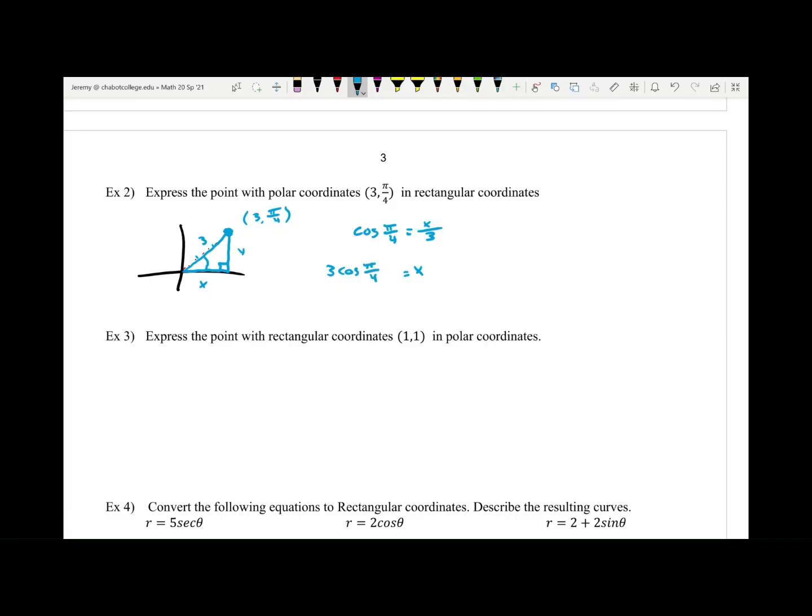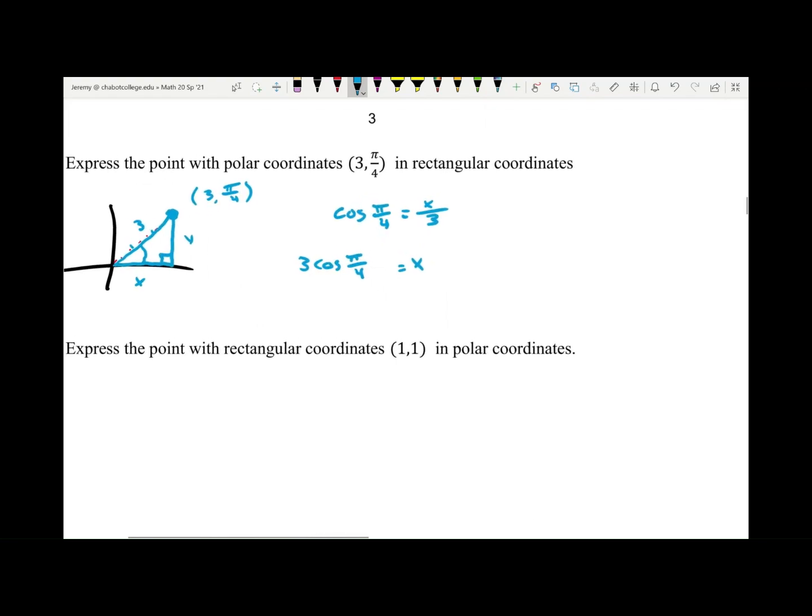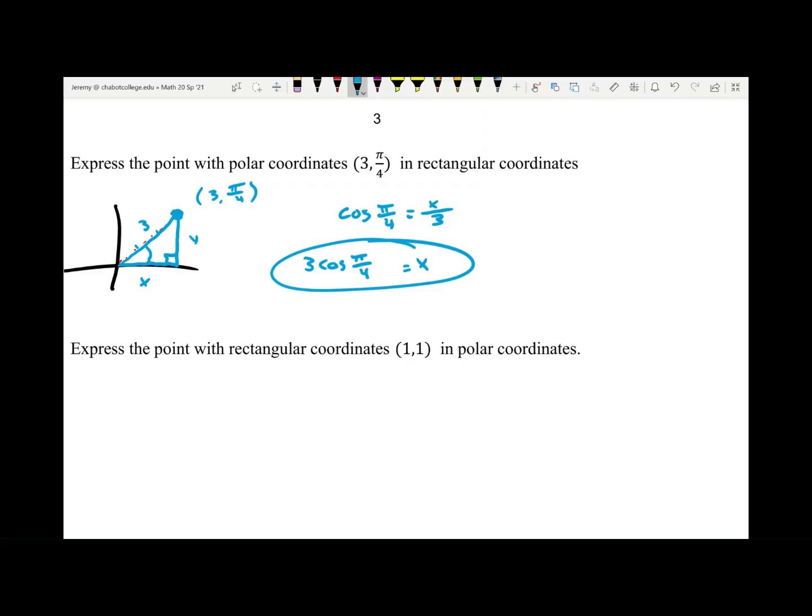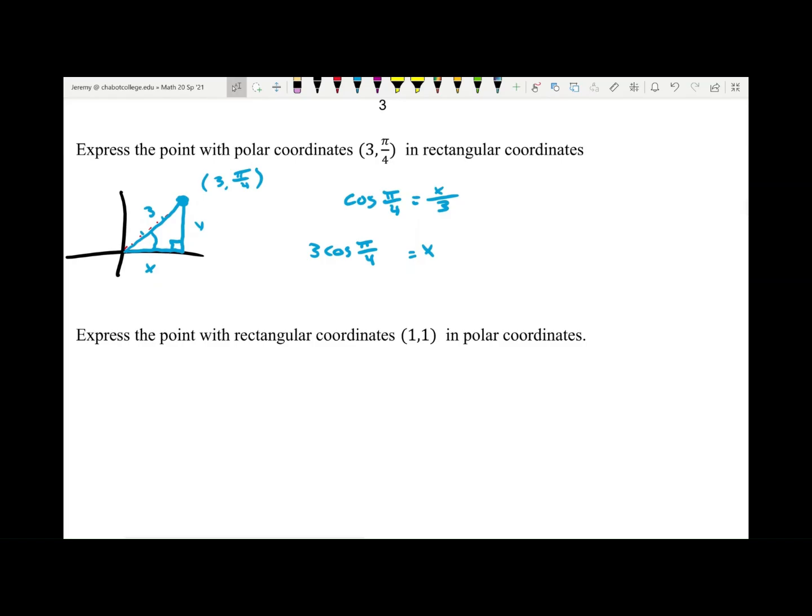And I get that. So if you are one of those people who has a great memory, you could just memorize the formula and write that down. But I just wanted to show you, if you're comfortable with right triangle trigonometry, you don't really have to worry about memorizing things as much. So now just simplifying this, cosine of pi over 4 is root 2 over 2. So I'm getting that my x coordinate is just equal to 3 root 2 over 2.